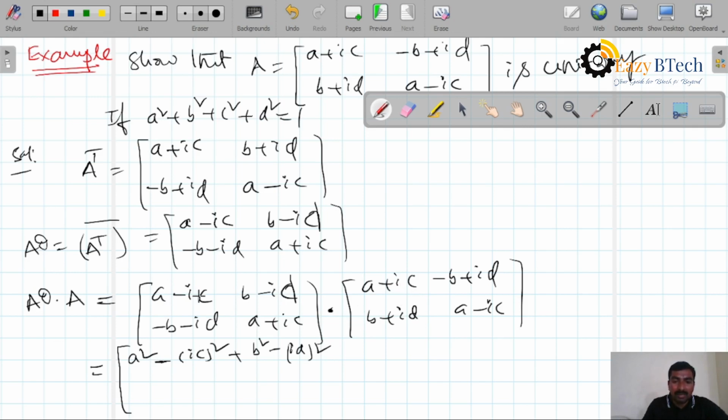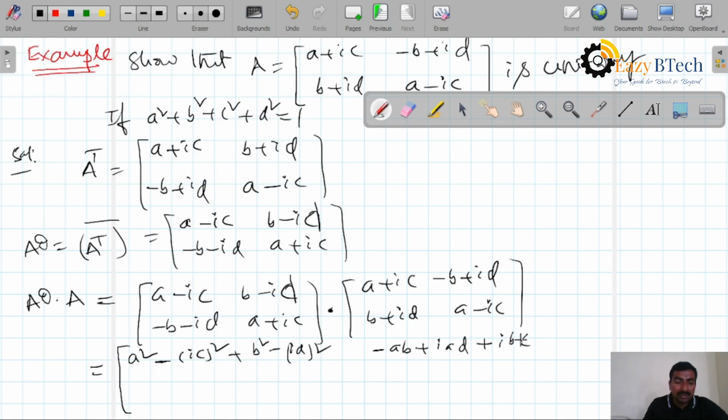Again come to here, multiply the first row into the second column. A into minus b, minus ab. And a into id, plus iad. Okay, next minus ic into minus b, minus into minus plus. First multiply ic into b, minus into minus plus icb, or ibc.